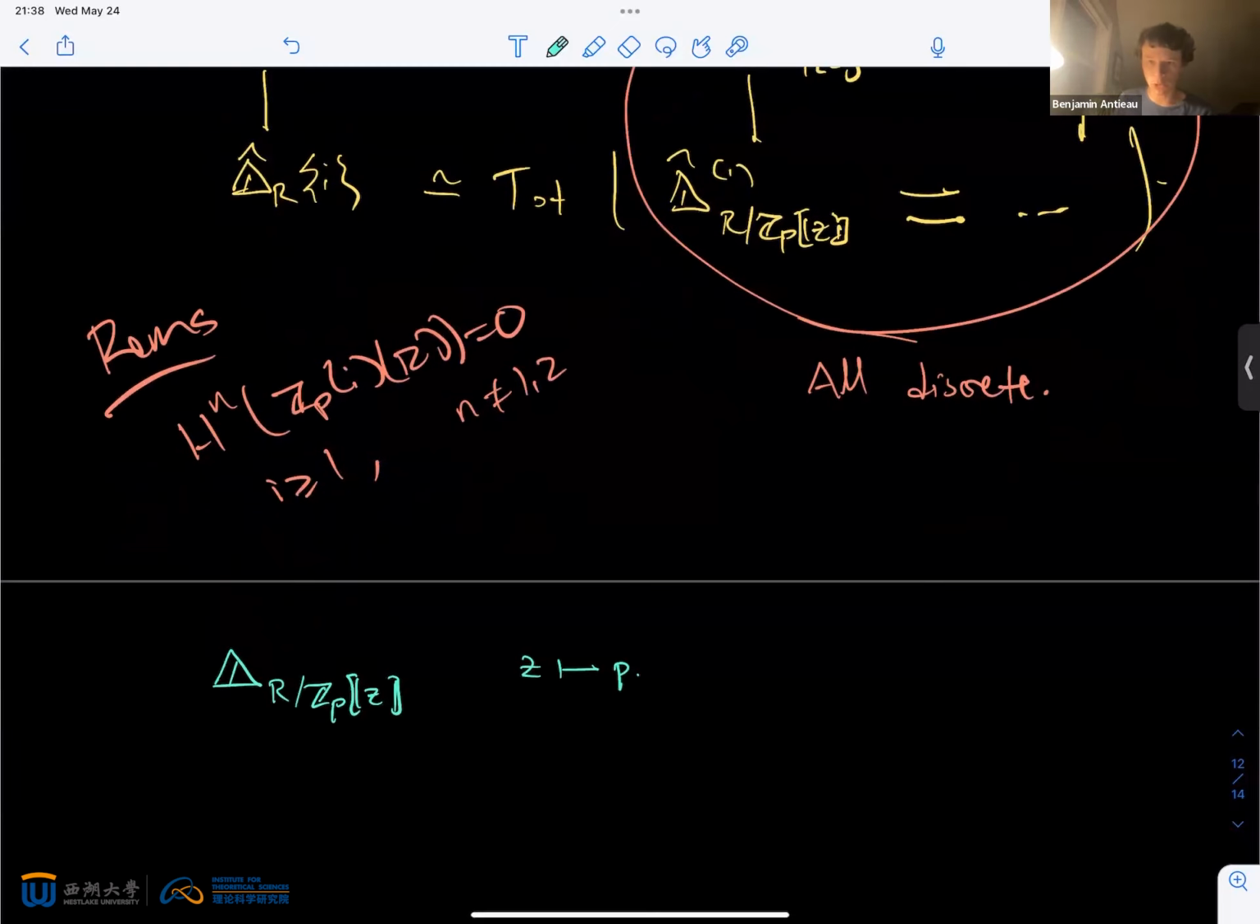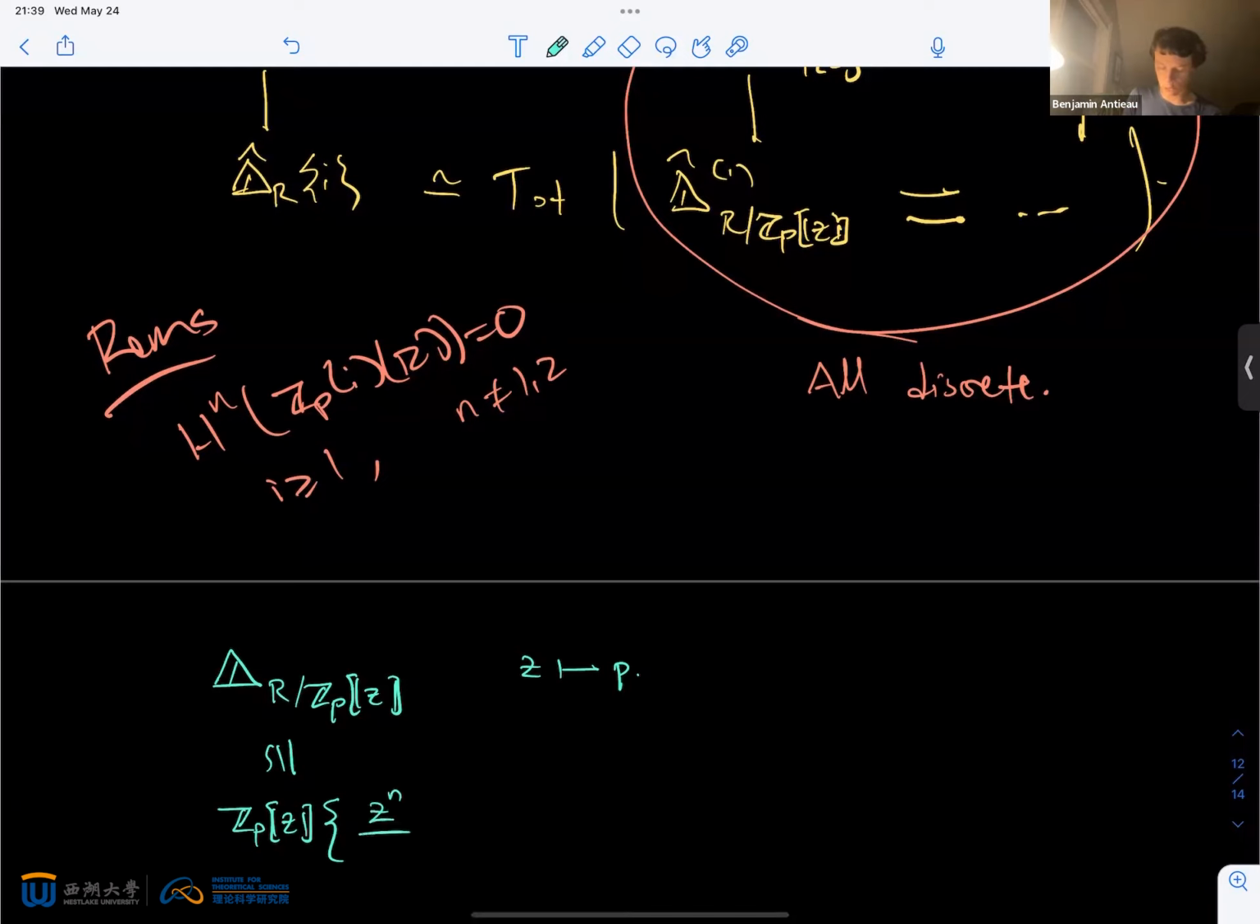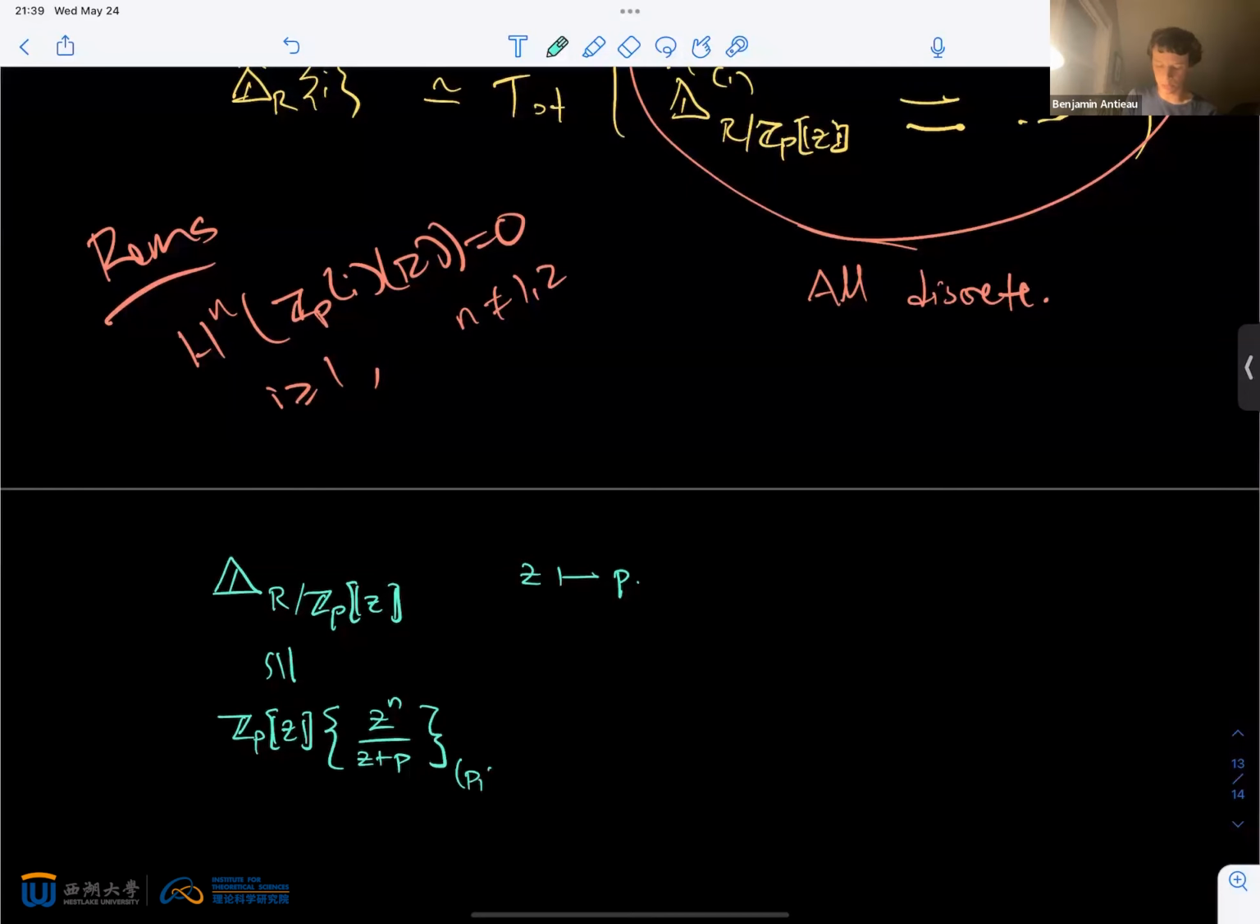So it turns out that this has a very nice description. Despite being defined as the cohomology of some site, it turns out to be a discrete commutative ring. And it's isomorphic to the following: it's Z_p power series in z, and then a certain universal construction, Z[x]^n over (z plus p), and then I have to p-z complete the result.